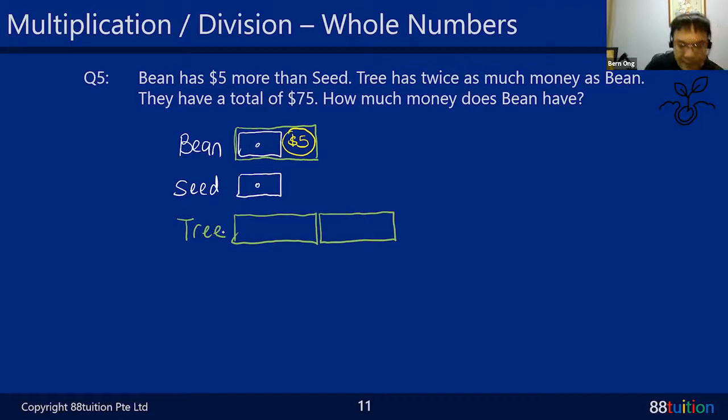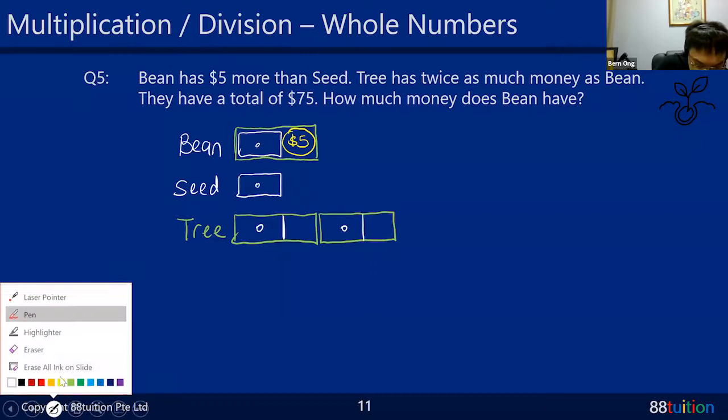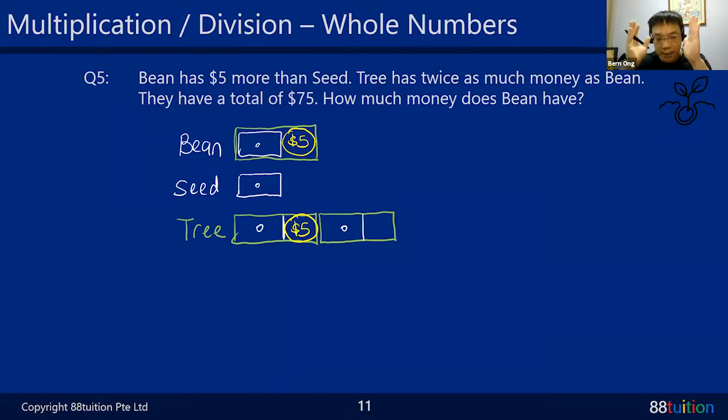Inside Bean, inside the one green box, there's one white, and there is the extra yellow $5. Can you see that? Inside Bean, one green is one white and one $5. You have to be fair. And the total is given. The whole thing here is $75. So this is my model.